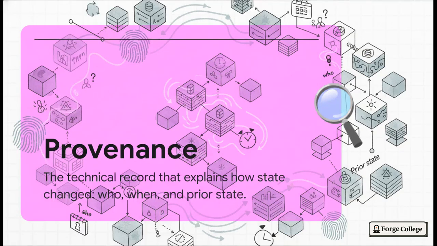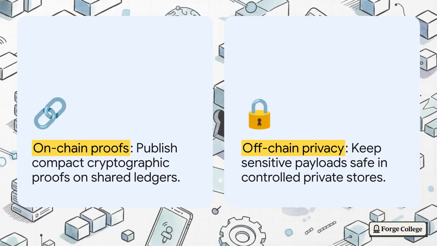Next up on our list is provenance. So provenance is basically the technical record that proves exactly how the state changed. Who did it? When did they do it? Mechanically, we pull this off using cryptographic hashes. Honestly, just think of them as unbreakable digital wax seals. It creates this airtight mathematical chain of custody that proves, without a doubt, the history of the data hasn't been tampered with. And this brings us to the fundamental balancing act of the whole system: on-chain proofs versus off-chain privacy.